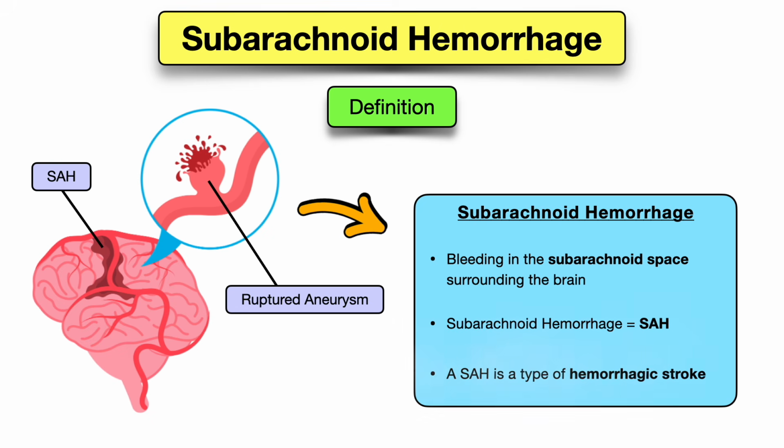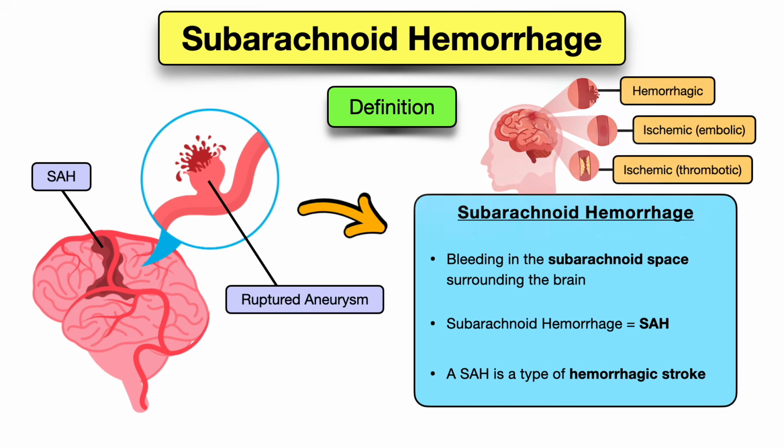A subarachnoid hemorrhage is a type of stroke. Specifically, it's a type of hemorrhagic stroke. Remember, there are two main types of strokes: ischemic, which is caused by a blockage in a blood vessel, and hemorrhagic, which is when there is bleeding inside or around the brain, typically from a ruptured blood vessel. A subarachnoid hemorrhage is a specific type of hemorrhagic stroke.